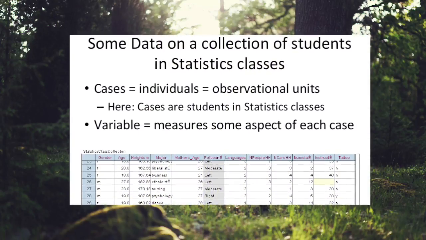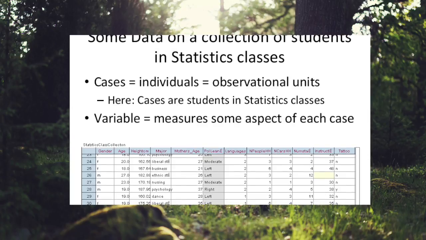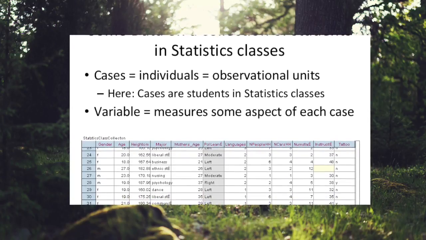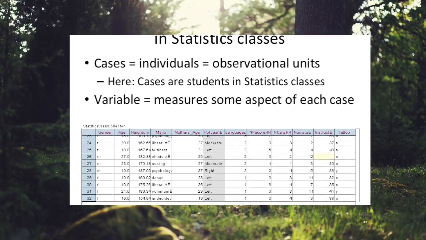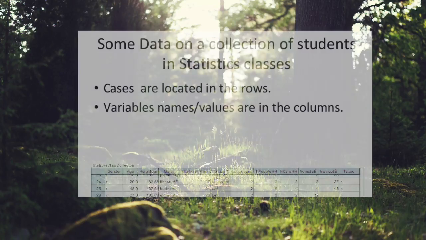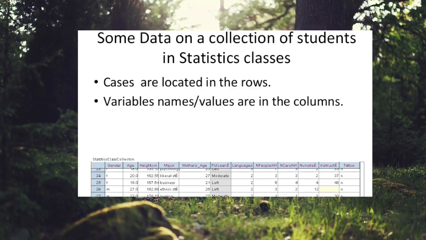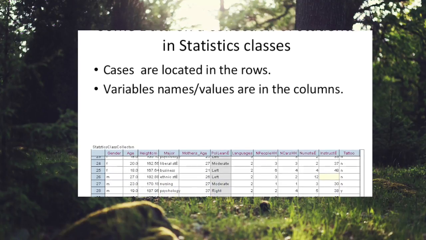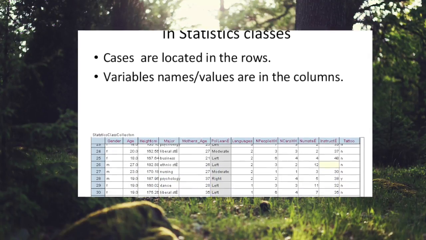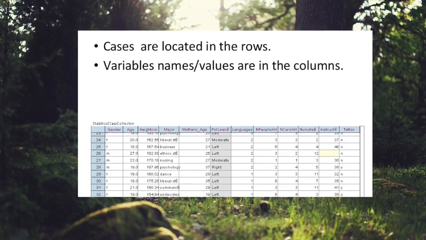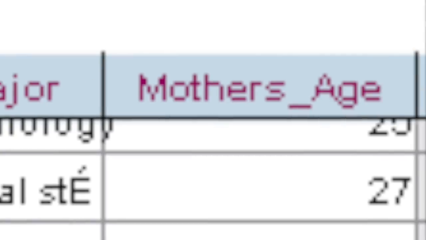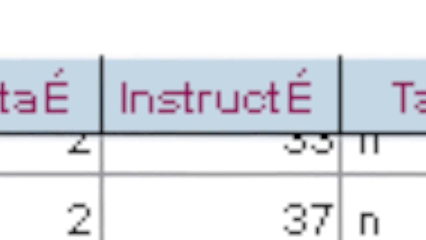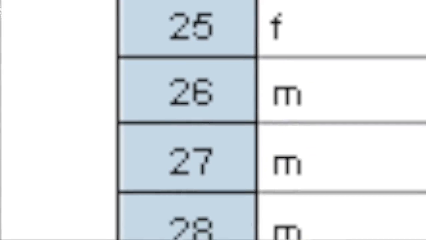Cases equal individuals, equal observational units. Here, cases are students in statistics classes. A variable measures some aspect of each case. Cases are located in the rows. Variables, names and values are in the columns. So, rows go across, columns go up and down.